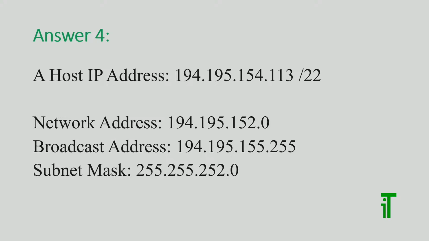All right, so our IP address is 194.195.154.113. Our network address is 194.195.152.0. Our broadcast address is the last one, that is 194.195.155.255. And our subnet mask is 255.255.252.0.